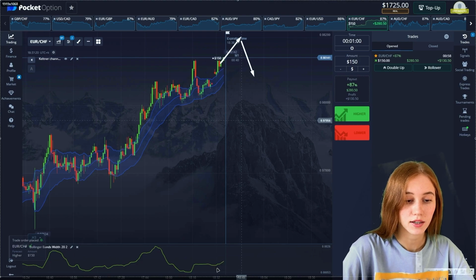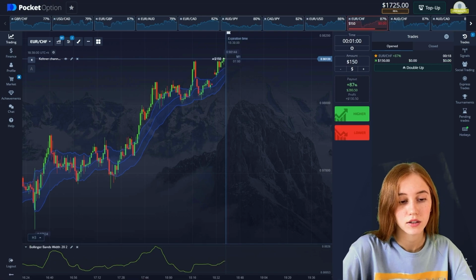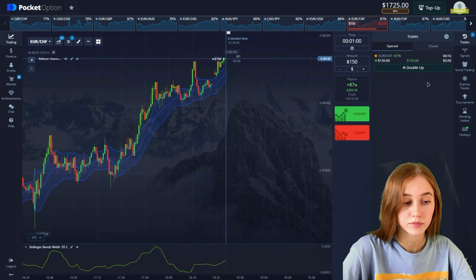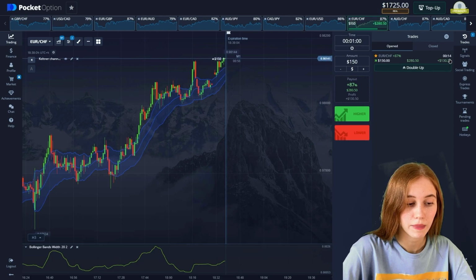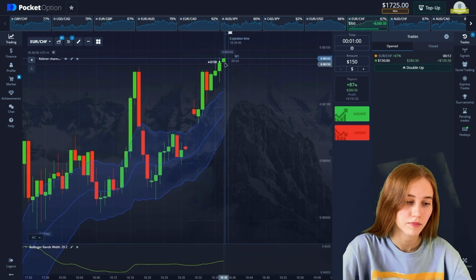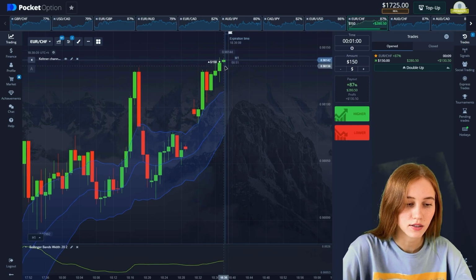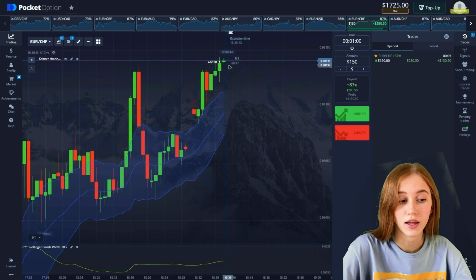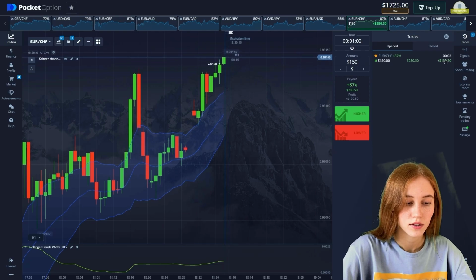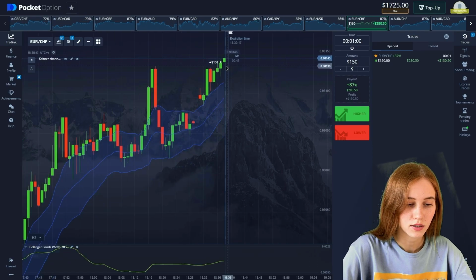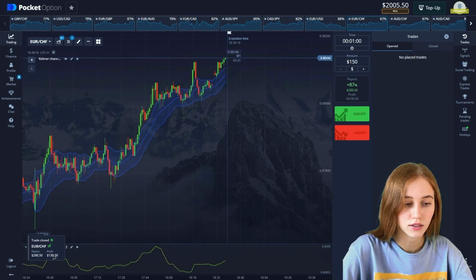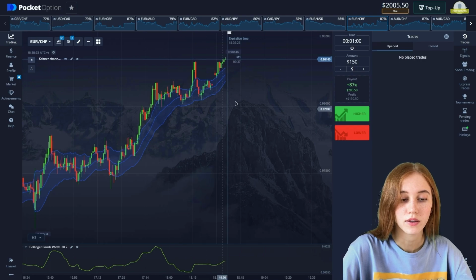Also, what we see is that on the second indicator, our volatility is growing. Perhaps the chart will go up. Let's wait for the deal to complete. 13 seconds, let's zoom. The uncertainty candle appears. 3 seconds left until the end of the deal, and profit is 130.